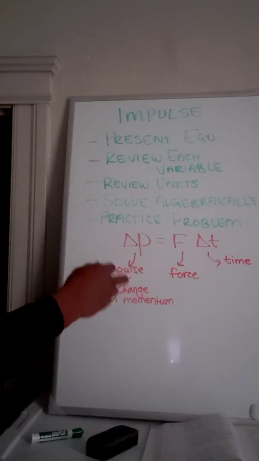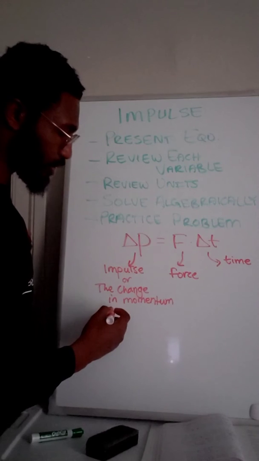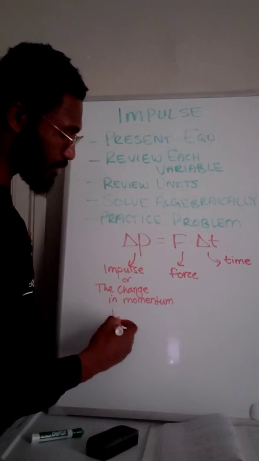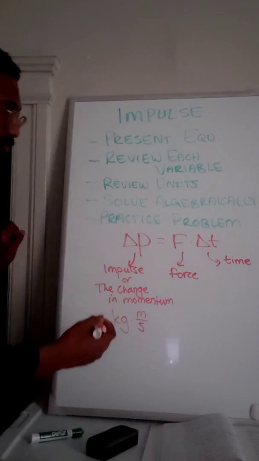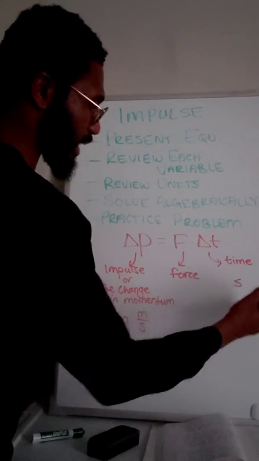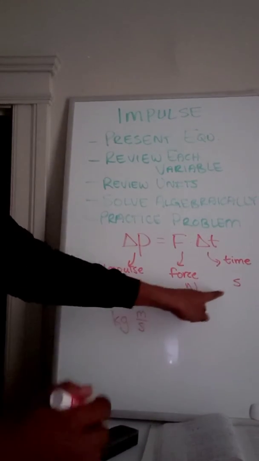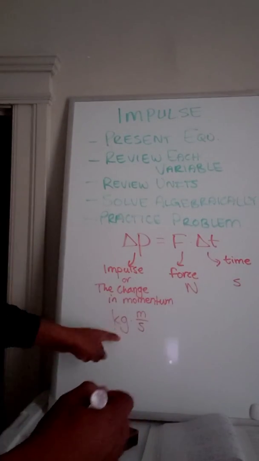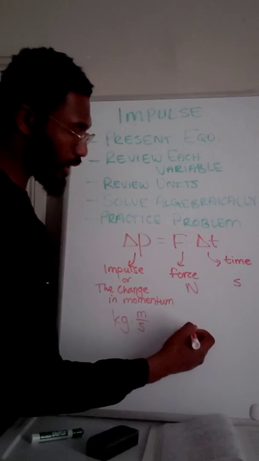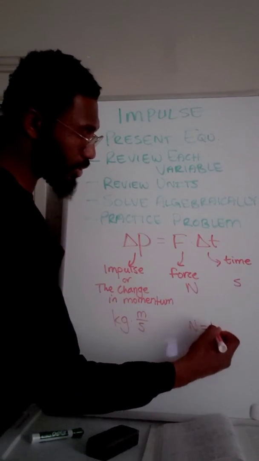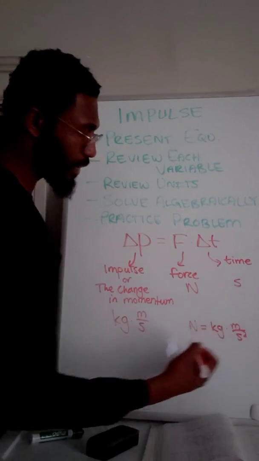to each other. Now we're going to look at the units. So the change in momentum still uses the same units as momentum, which is kilograms times meters per second. Time is in seconds and force is in newtons. So how do we get from newtons times seconds to kilograms times meters per second? Well, a newton is equal to a kilogram times meters per second squared.